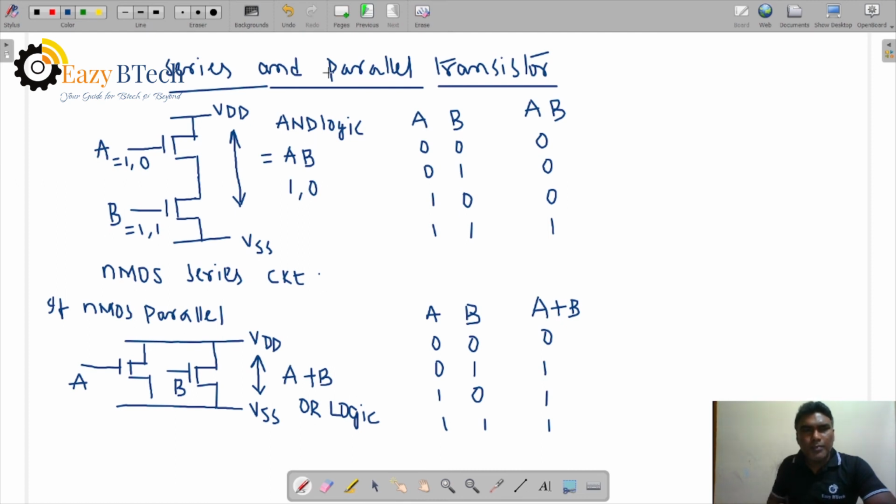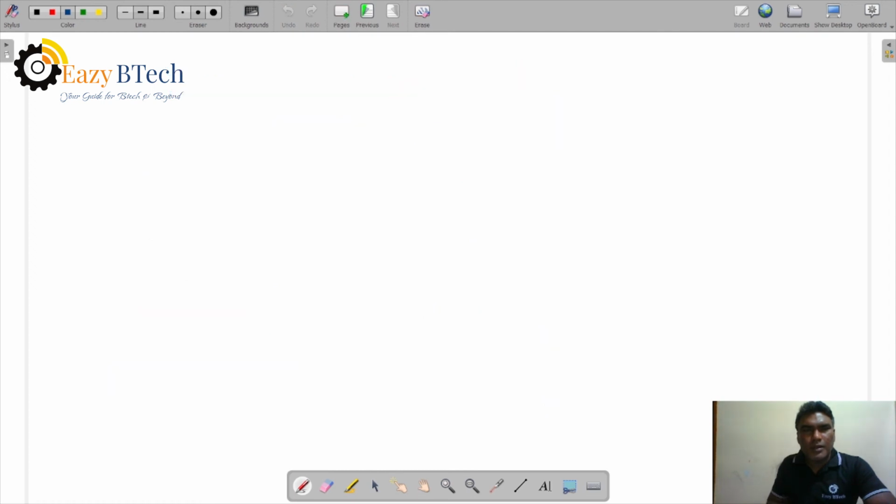Let us see the PMOS transistors. Similarly, PMOS transistors in series. Now what happens? NMOS and PMOS are used in CMOS design.